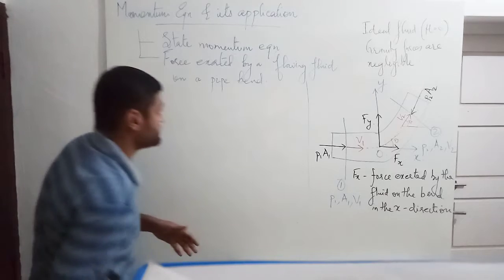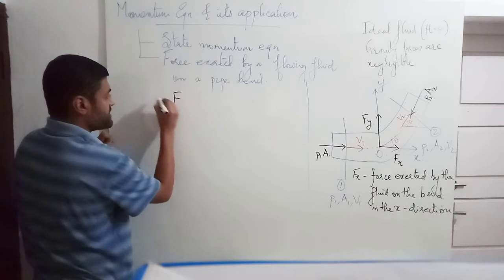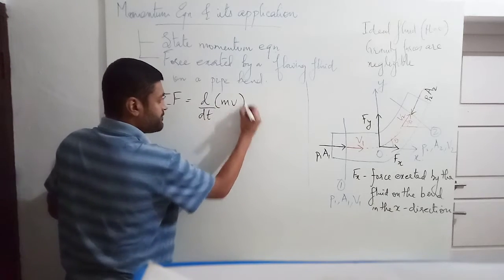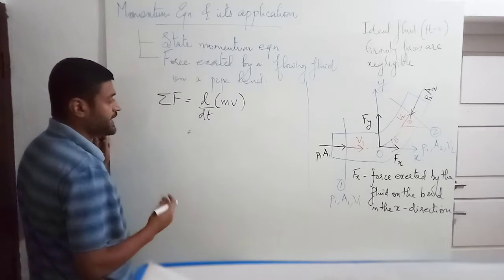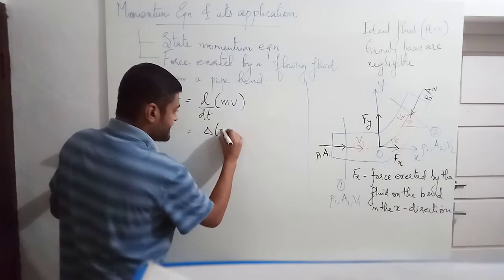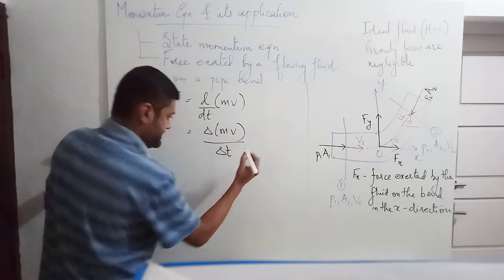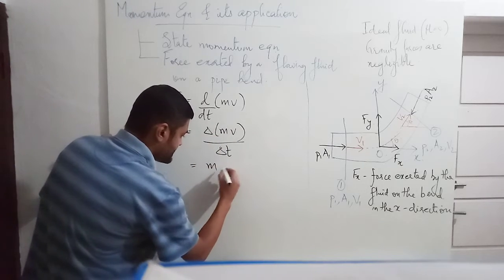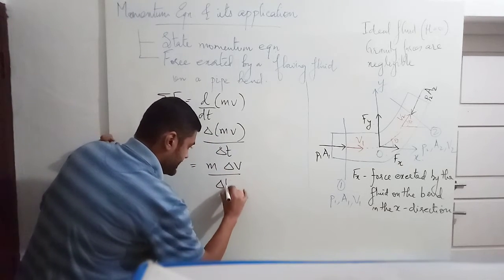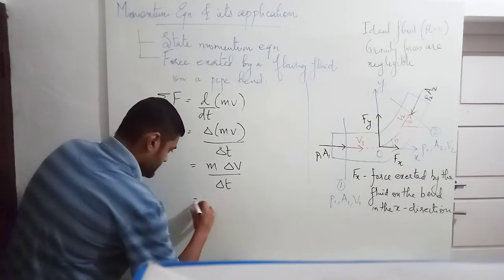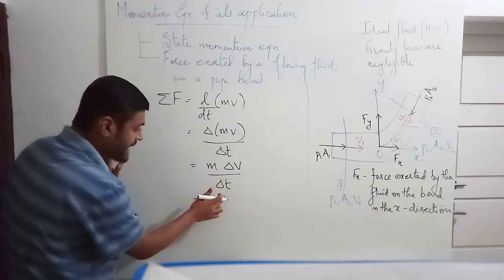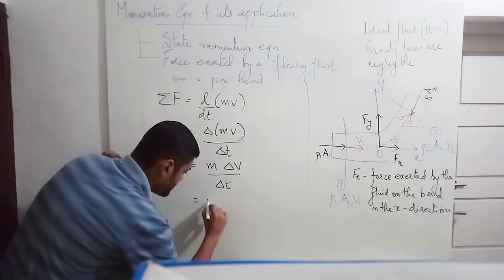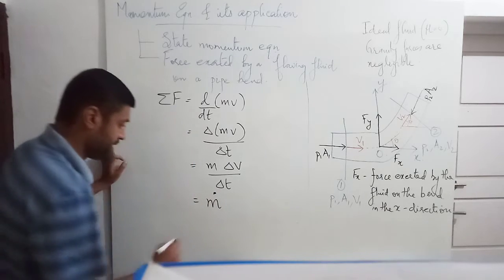Rewriting my momentum equation, the summation of forces is equal to d by dt of mv. Now, if I take a finite interval, I can write this as delta of mv by delta t. Since mass is constant, I can write it as m delta v by delta t. Now, what is m by delta t? m is the mass flow over a period of time delta t. That is nothing but the mass flow rate. I will write it as m dot delta v.